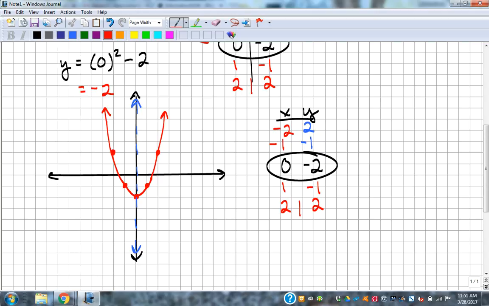Okay, so when we're deciding maximum or minimum, our graph should show us that. We can know it by a. If a is positive, it's a minimum. If a is negative, it's a maximum. But when we look at our graph, it should show us that we've got a lowest point here. It's a minimum. Okay, so that's what we're going to be building today.